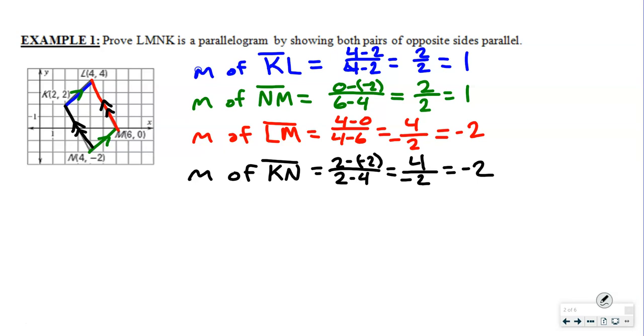So we've got two sets of opposite sides parallel. We know KL was parallel to NM, and we knew LM parallel to KN.